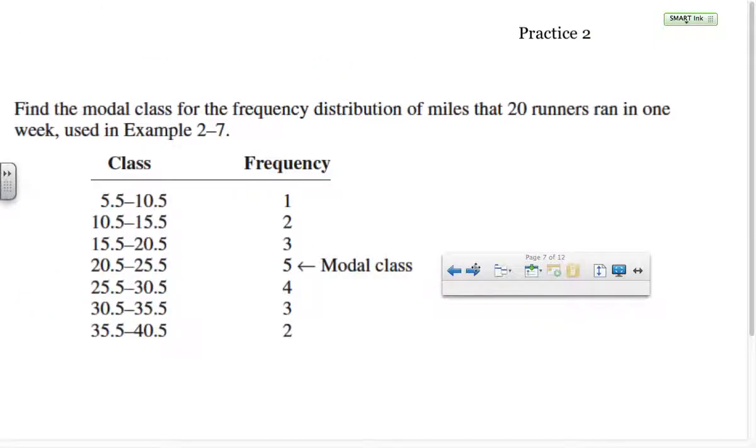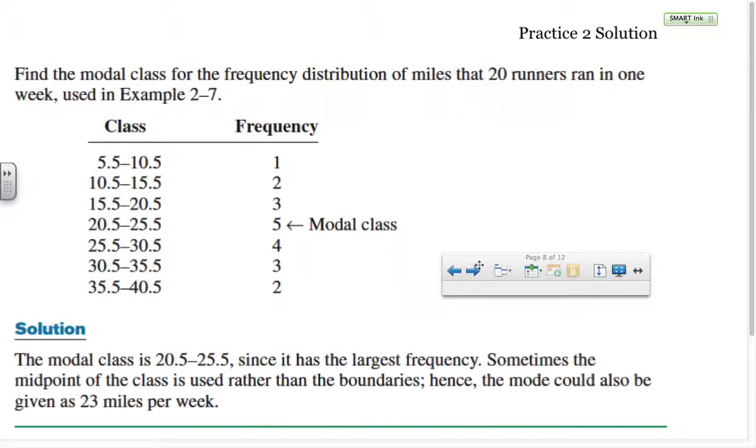Here's your practice problem. Go ahead and do this one on your own. And I think this one actually gave you the practice and the solution. It just asked you to find the modal class. I'm sorry, I didn't mean to do that. But I hope that you could figure that one out on your own. So I guess you don't have a practice problem on this one. I apologize for that. I didn't mean to put the solution in that one.